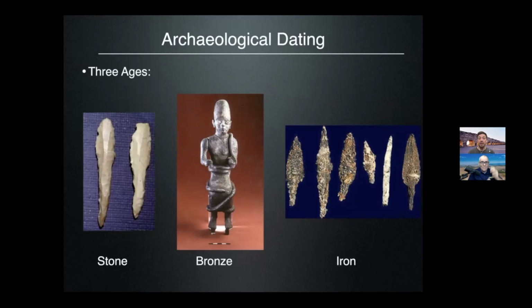Now, I'm sure many people will be familiar with this classical tripartite division of history into the Stone Age, the Bronze Age, and the Iron Age. Some would even say we're in a fourth age today, which is the Plastic Age. But we have these three main ages that we're going to be dealing with. And really, for biblical archaeology, the Stone Age is too early. We're really only going to be focusing on the Bronze and the Iron Ages.